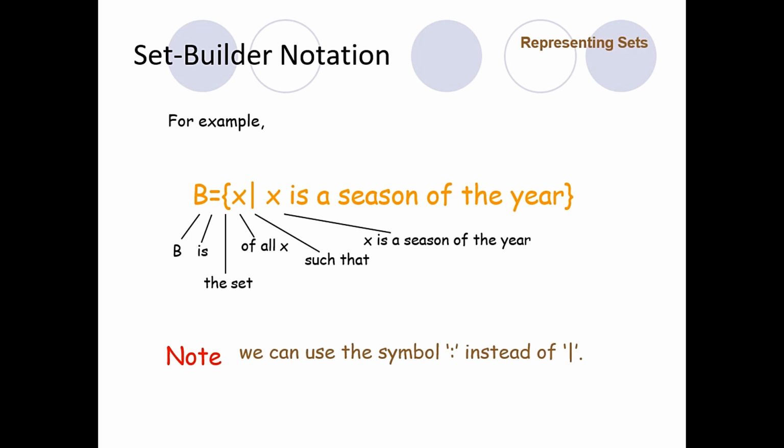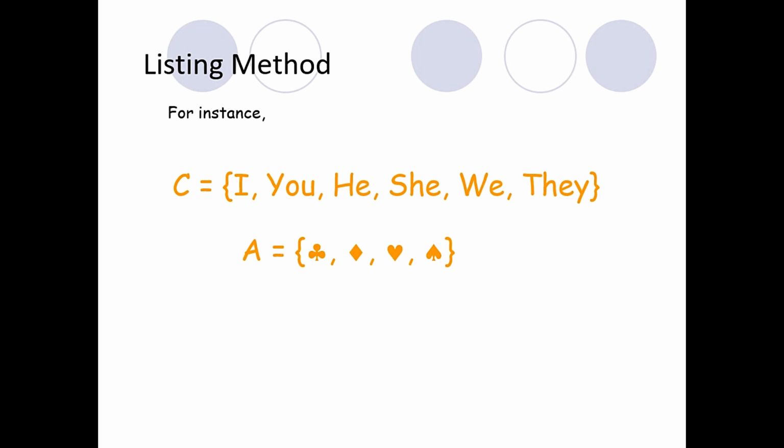Alright, now let's go to the listing method, the second way of representing sets. The listing method is very easy because what you will do is you just make a bracket and then list all the members or elements of that given set. So for instance, we have set C equal to the list of elements such as I, you, he, she, we, and they. Another set is equal to the set of clubs, diamond, heart, and spades.